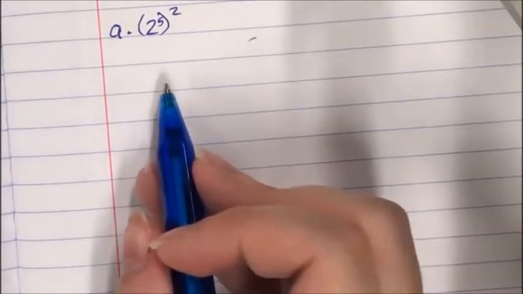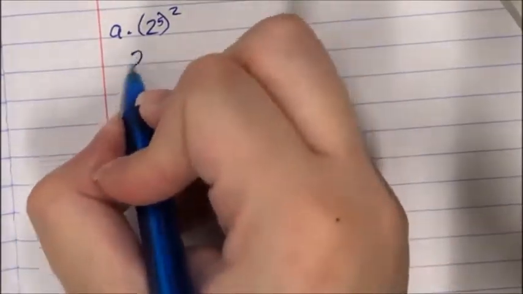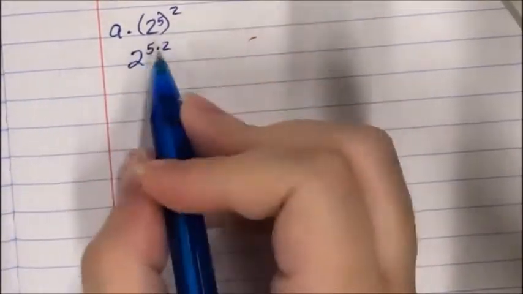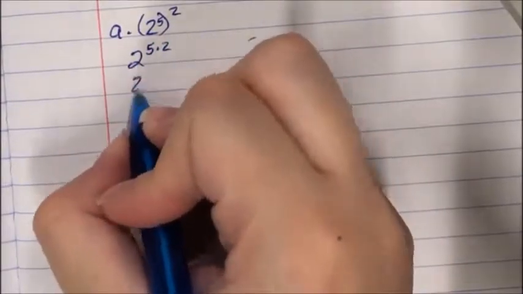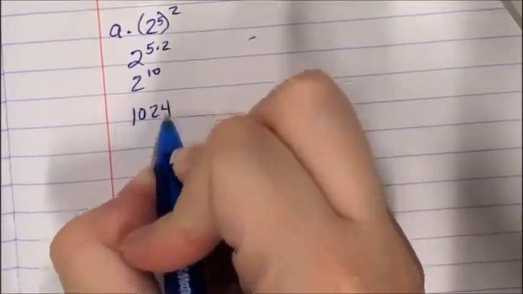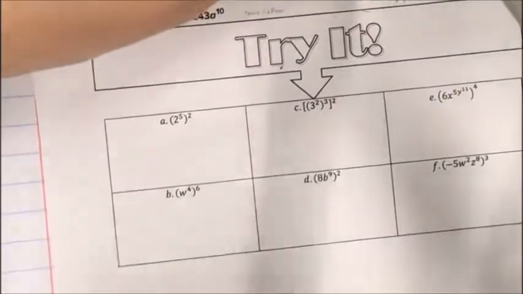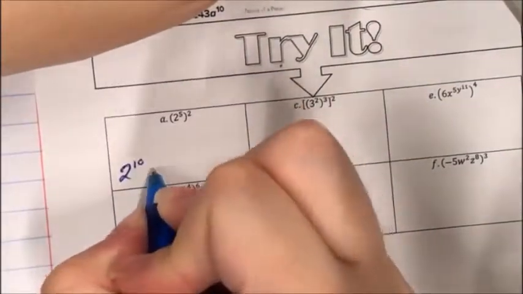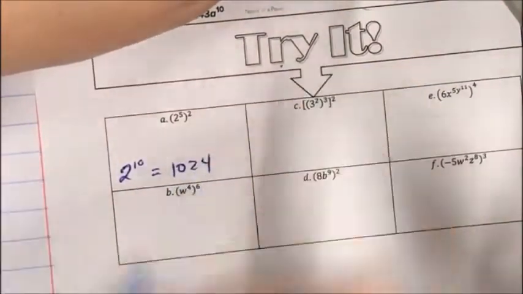So really it's like saying 2 to the 5th times 2 to the 5th, but we learned that shortcut. 5 times 2 is 10, so 2 to the 10th. So you can leave it as 2 to the 10th, or you can multiply it out, which gives you 1024. So 2 to the 10th or 1024.